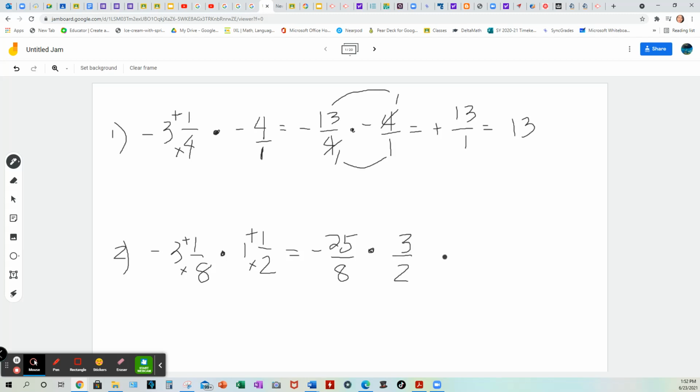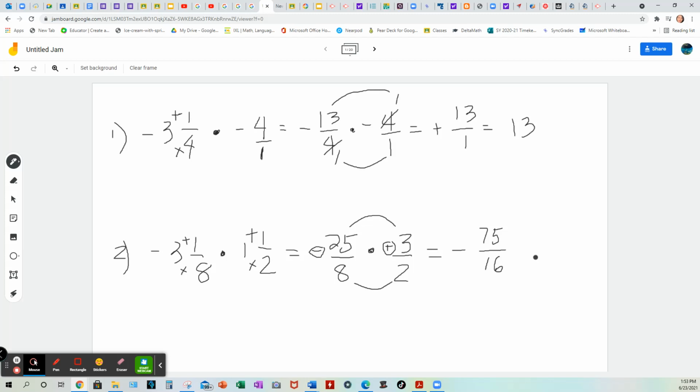I don't see any common factor between a numerator and a denominator, so we'll go ahead with our multiplication. And I noticed that this 3 over 2 has no sign, so it's understood that it's positive. So we're multiplying negative times positive. So if the signs are different, the product will be negative. All right? And then 25 times 3 is 75. And 8 times 2 is 16.